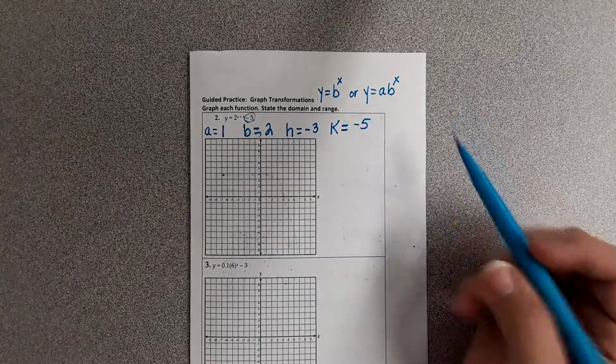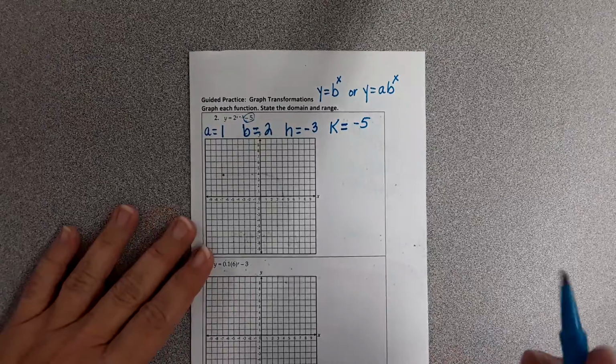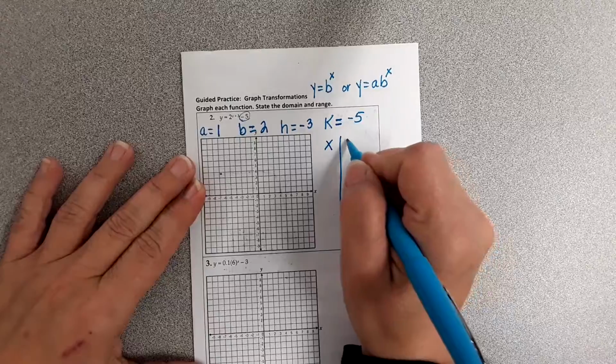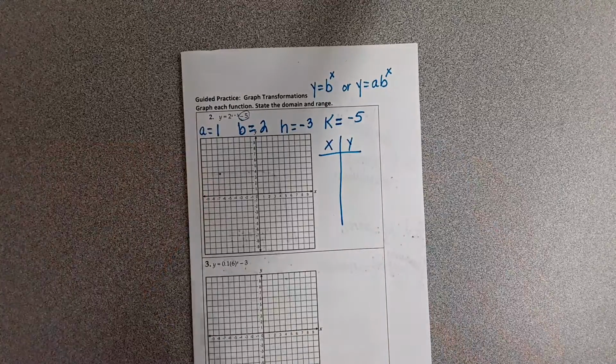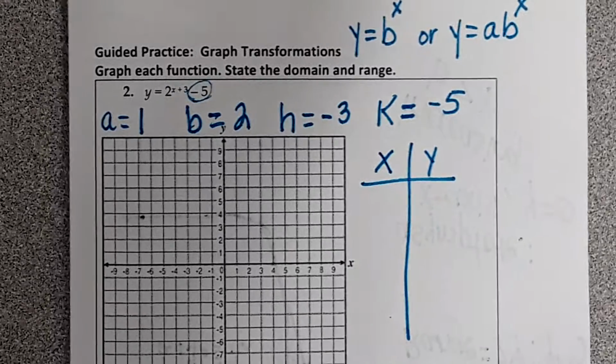That's going to be the line that approaches. That's going to tell us our line. Okay, so let's make a chart. You guys, there isn't any special way to graph an exponential function. You have to make a chart, okay? Or a table.